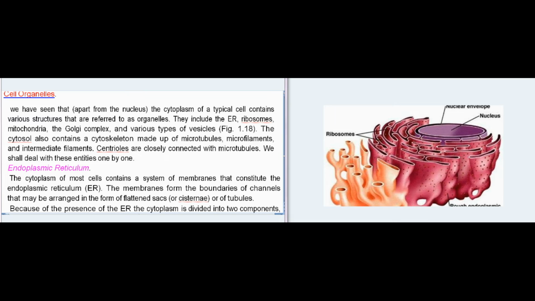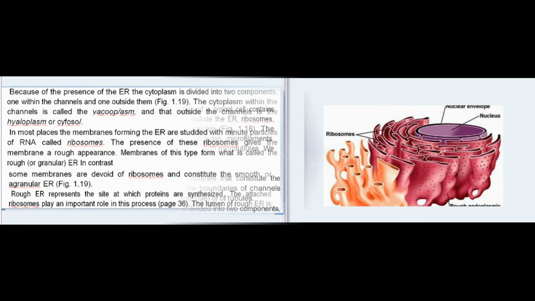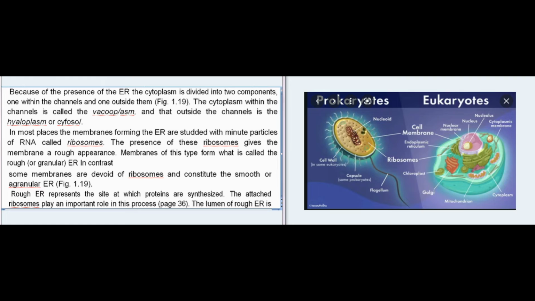Endoplasmic reticulum. The cytoplasm of most cells contains a system of membranes that constitute the endoplasmic reticulum, ER. The membranes form the boundaries of channels that may be arranged in the form of flattened sacs, or cisternae, or of tubules. Because of the presence of the ER, the cytoplasm is divided into two components, one within the channels and one outside them, Fig. 1.19. The cytoplasm within the channels is called the vacuoplasm, and that outside the channels is the hyaloplasm or cytosol.